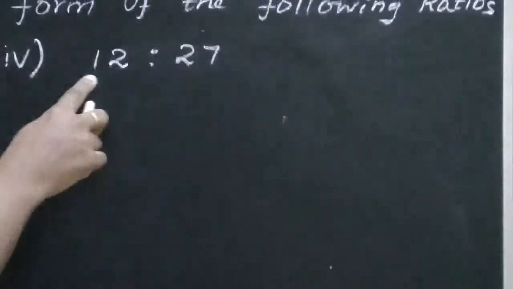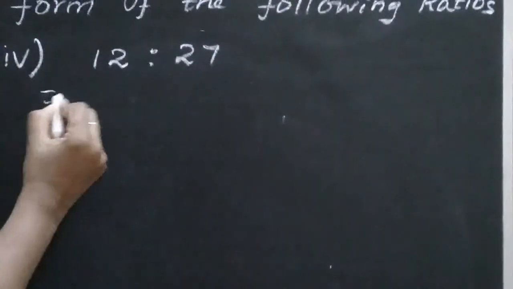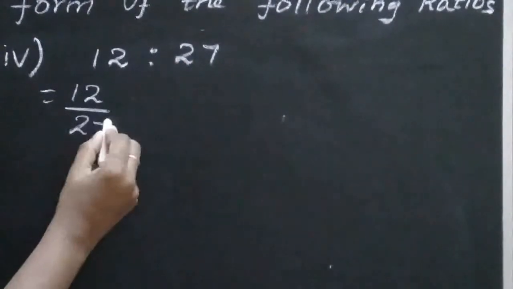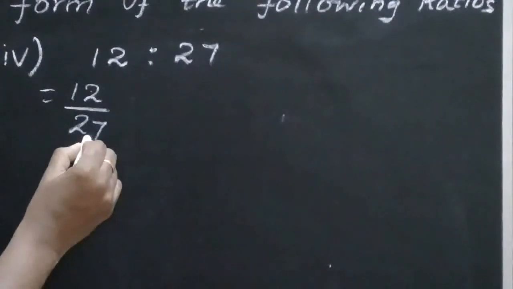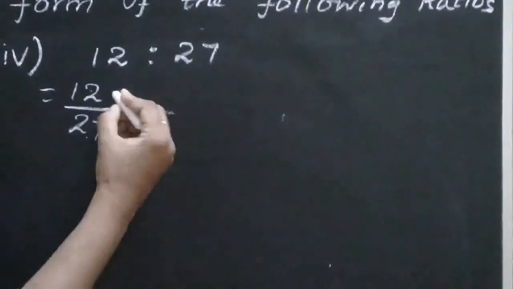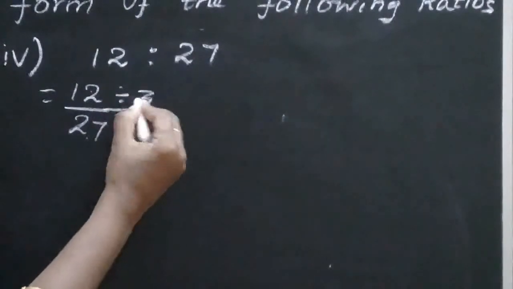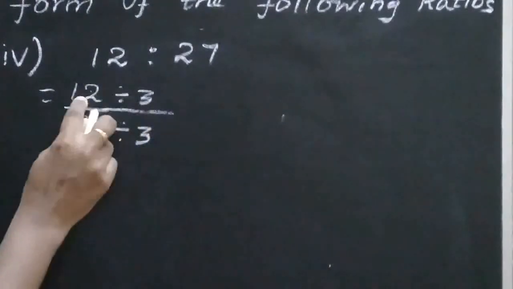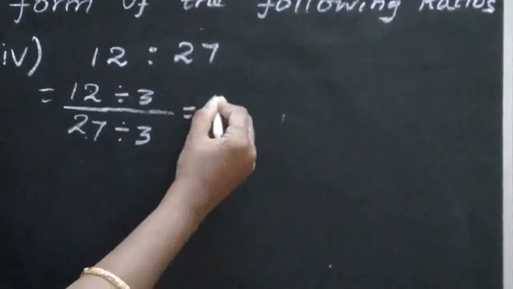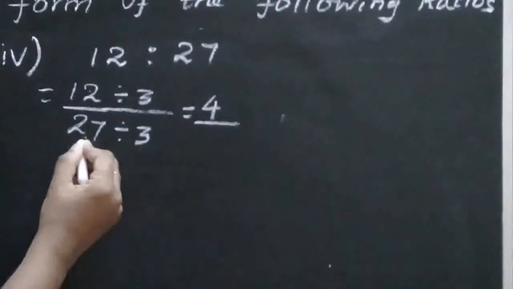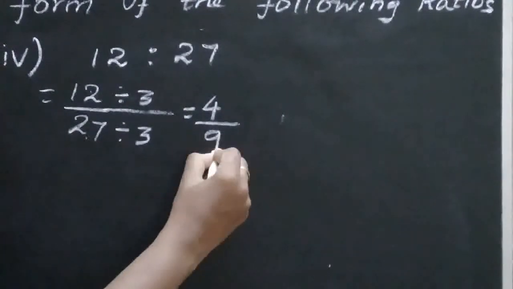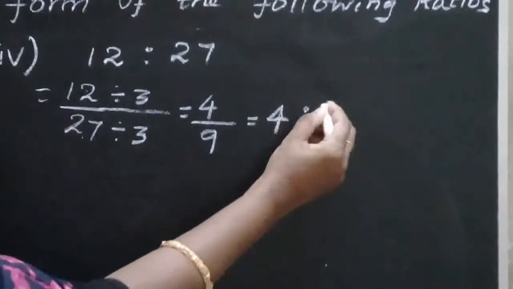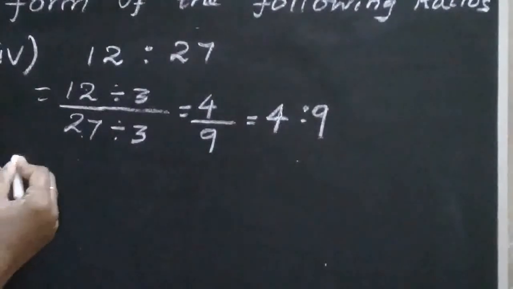Fourth question, 12:27. So 12 divided by 27. So 12 and 27, 3 table is common. So divide by 3. Here also divide by 3. So 3 table 12, how many times? 3 4s are 12. In 3 table 27, 9 3s are 27. So the ratio format is 4:9.